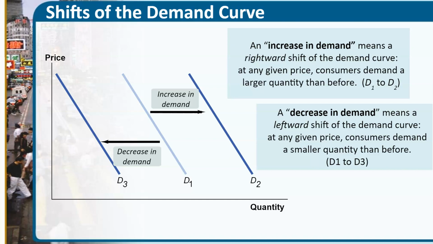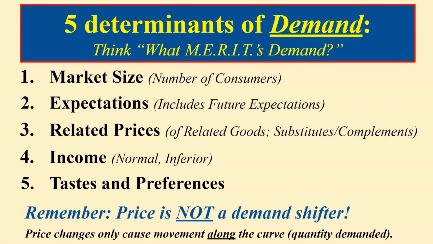So an increase in demand, the entire curve, all of those points on the curve shift outward or rightward, versus a decrease in demand, all of those points on the curve shift inward or leftward in terms of what we see there. So how do we know when a curve is shifting inward or outward? And that is the determinants of demand.